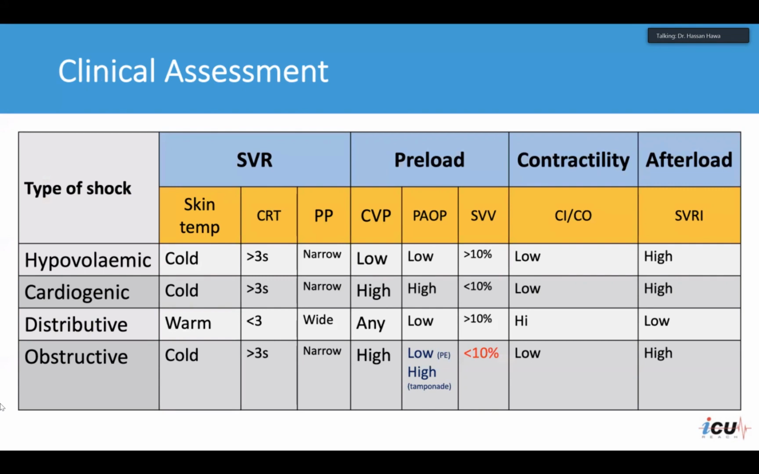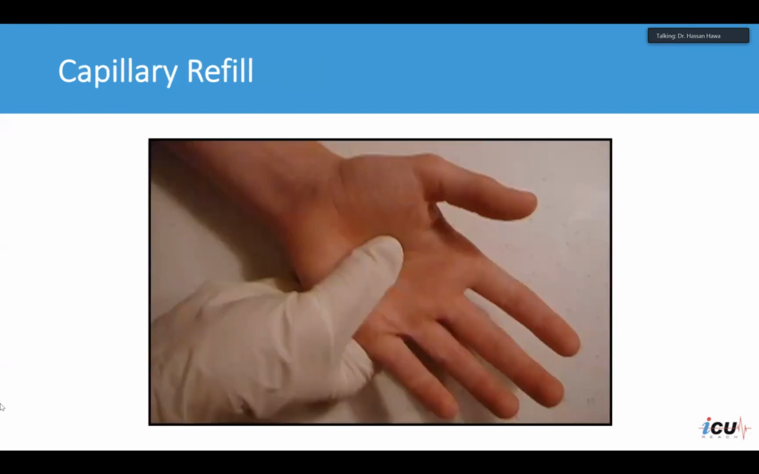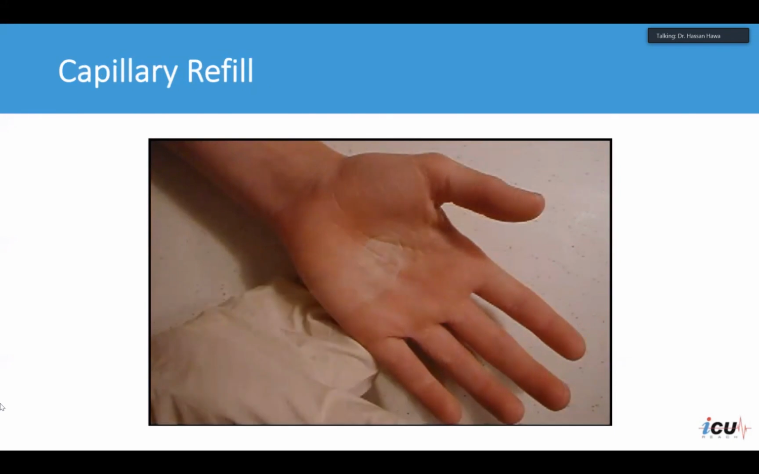As we said, it's quite reliable sometimes to assess the peripherals, the skin temperature, and the capillary refill time as an indicator of the systemic vascular resistance. How do you check the capillary refill time? You can use this way, pressing at the thumb. I usually go for the tip of the finger, press for a few seconds, then release, and see the time it takes for the pink color to come back. There are devices and tools to standardize that, but you don't need them unless you are running a study about the capillary refill time.